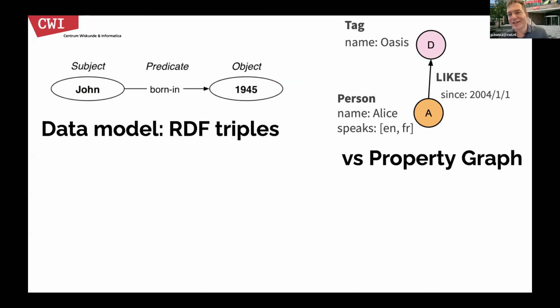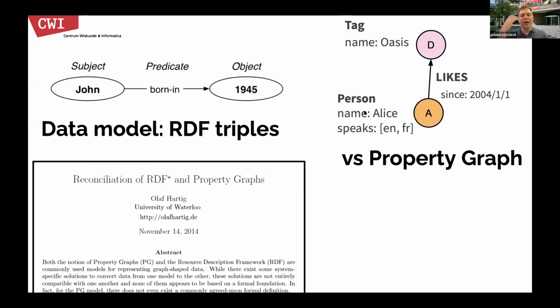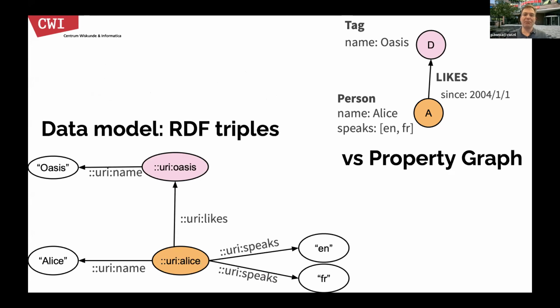I said most of the growth recently has been in property graphs, but the other popular data modeling in graph systems is obviously RDF. In RDF, you have triples that connect a subject to an object via a predicate. And if we ask ourselves what the relationship between these two is, actually these two models are different. They don't subsume each other. Olaf Hartig wrote a paper on how you could potentially map them.